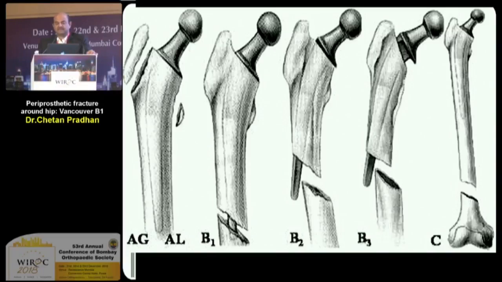B2 is when the stem is loose, but the bone stock is good. B3 is when the stem is loose as well as the bone is poor. And type C is when it is away from the implant or the prosthesis. So this is a very simple classification, Vancouver classification.